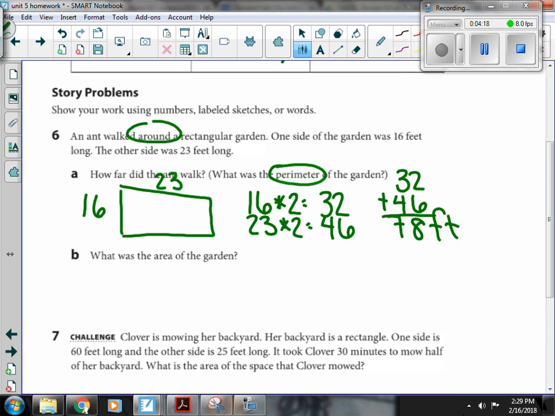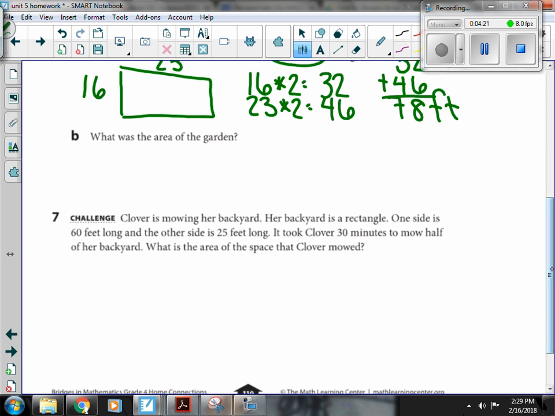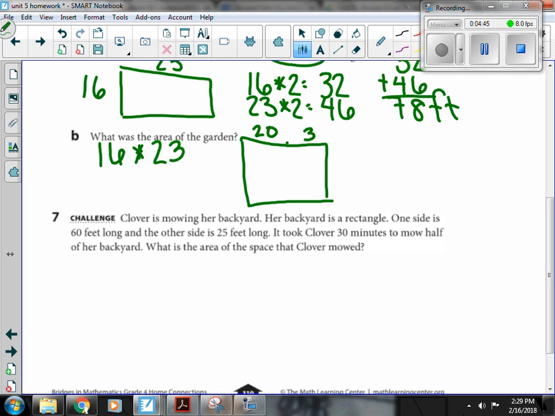The next question says, what is the area? So we want to multiply 16 times 23. I'm going to set up that area model to multiply because we haven't really done a lot of 2-digit by 2-digit multiplication. So I'm going to have 23 and I'm going to have 16. So 10 times 20 is 200. 10 times 3 is 30. 20 times 6 is 120. And 3 times 6 is 18.